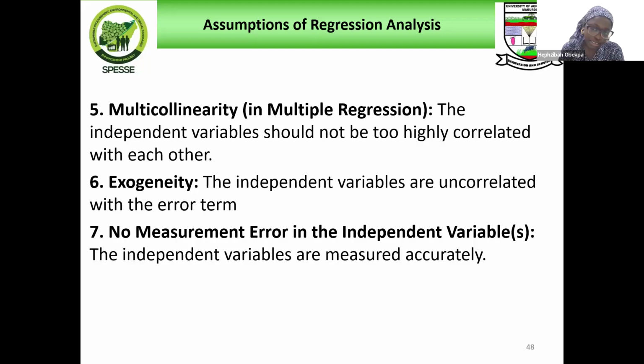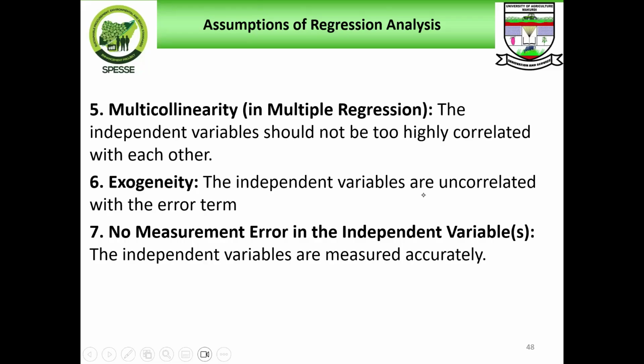Six, exogeneity. What does this assumption say? It says that your x's should not be correlated with your error term. Remember that there's an error term for every x, for that observation. So your error term should not be correlated with your independent variable. If you do the correlation of x and your error term, it should be equal to zero. Is that clear?